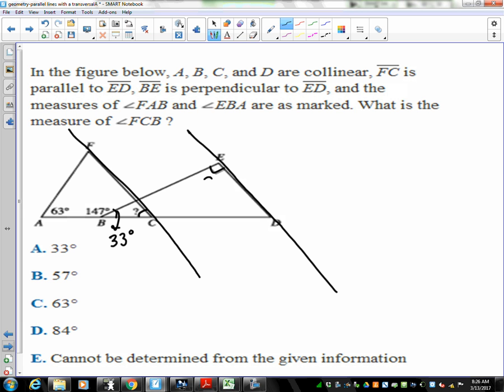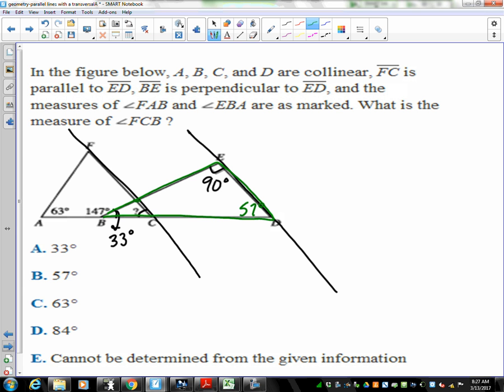Now we've got this angle's 90. So now what I'm going to do is just look at this big right triangle, and let's see if we can do something with it. So we've got 90 and 33, and we know that the sum of the angles in a triangle is 180. So 90 and 33 is 123, and then 180 minus 123 is going to give me this angle, which is 57 here. Okay. Now at this point here, we're kind of stuck because we don't have this angle in the triangle.